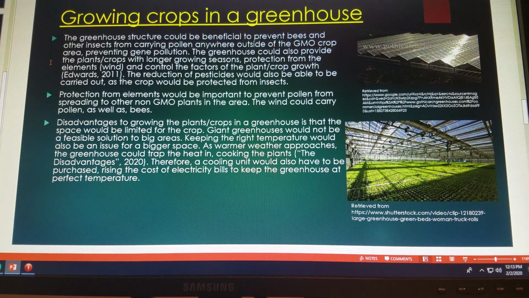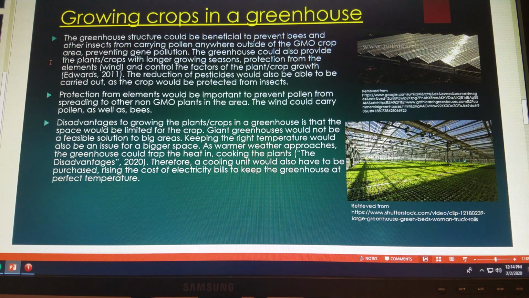So the growing crops in a greenhouse, some pros that I found for it is that the bees and the wind can't get to it, and some disadvantage that I did find about it is that the space would be limited for the crop. Obviously we can't have giant greenhouses out there. I mean, there are some large commercial ones, but just having it be so big would not be a feasible solution for the area. And keeping the right temperature would also be an issue for the bigger space. As warmer weather approaches, it could trap the heat in and cook the plants.